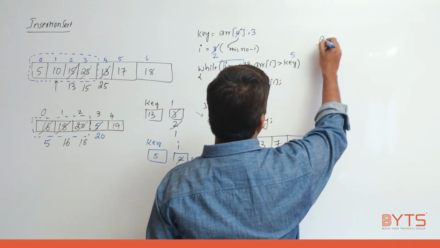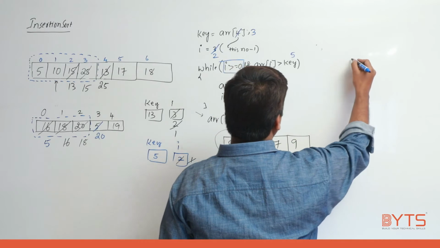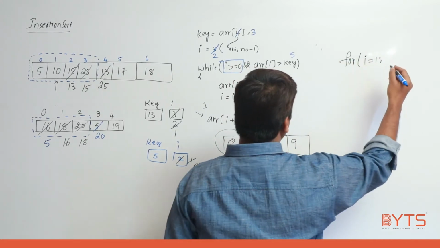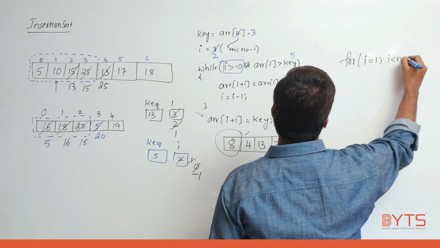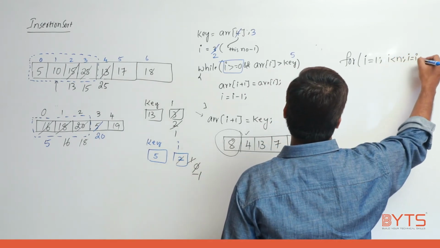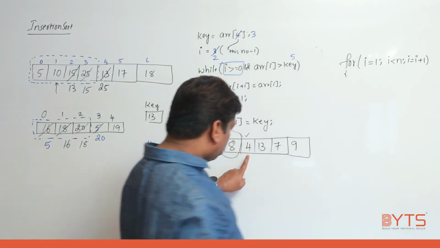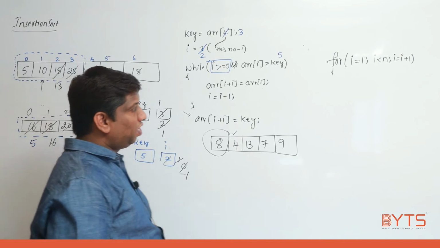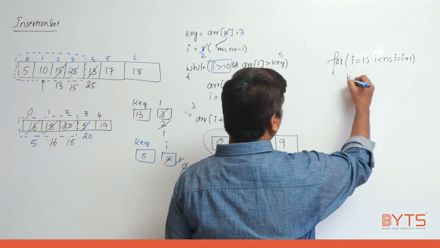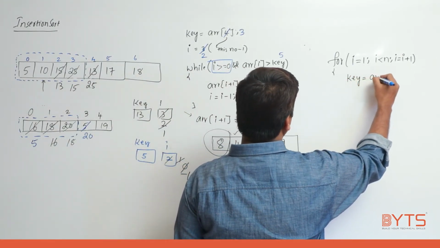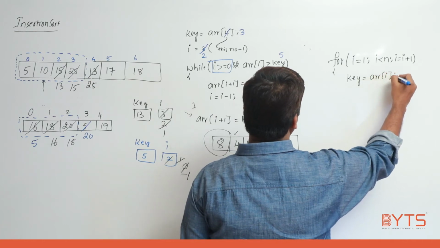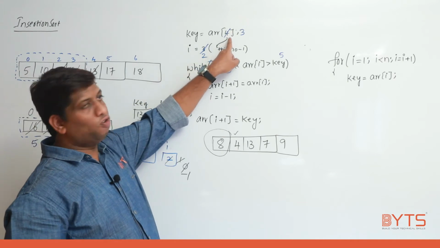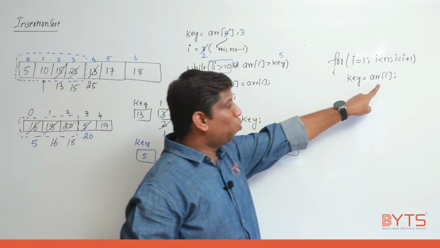For, how can I do here? Can you please tell? For I is equal to 1, I less than n, I is equal to I plus 1. Means I need to start from 4 and I need to go towards the left side. So key value will be what? Can you please tell? Key is equal to ARR of I. Previously, I was using hard-coded 4, 3, 2. Now I generalize the code to what? I.